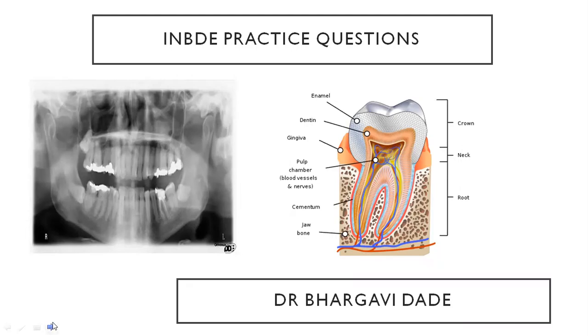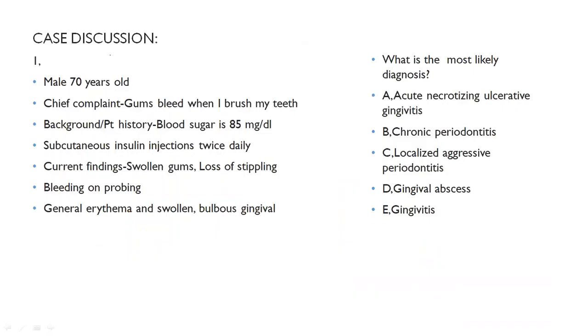So the first question is a case. So let's just go through it. A male is 70 years old and his chief complaint is his gums bleed when he brushes the teeth. Background and patient history states that blood sugar is 85 mg/dL and subcutaneous insulin injections are taken twice daily. Current findings are swollen gums and loss of stippling, bleeding on probing, general erythema and swollen and bulbous gingival margins.